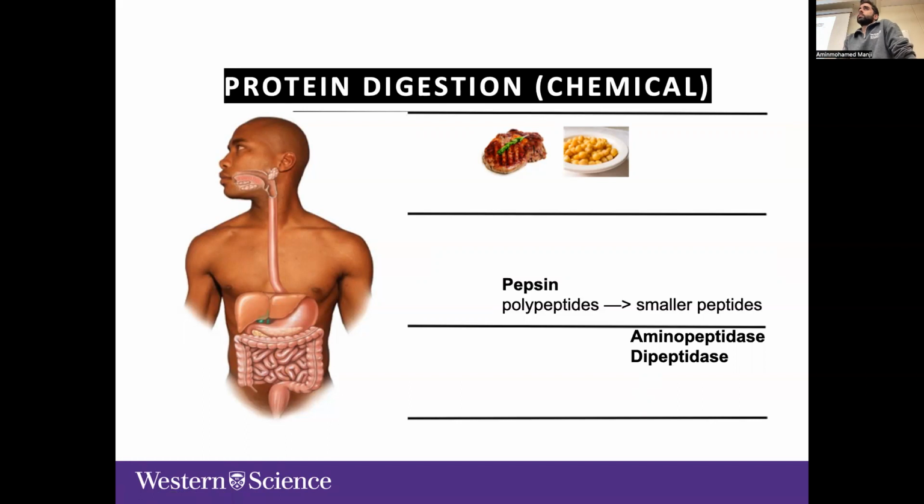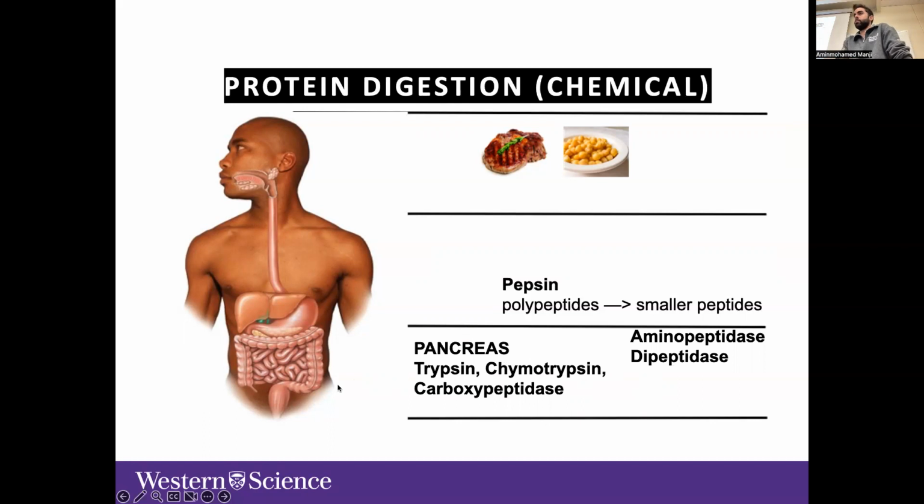Keep in mind, the small intestine also gets help from the pancreas. The pancreas secretes a bunch of enzymes: trypsin, chymotrypsin, and carboxypeptidase. Unfortunately, trypsin and chymotrypsin have names that don't really make sense for what they digest, so you just have to memorize that. They're protein digesting enzymes. But carboxypeptidase is named for exactly what it does. It's like aminopeptidase. It's going to cut one amino acid off at a time from the carboxy terminus of a polypeptide. Again, we're going to see what that looks like in a second.